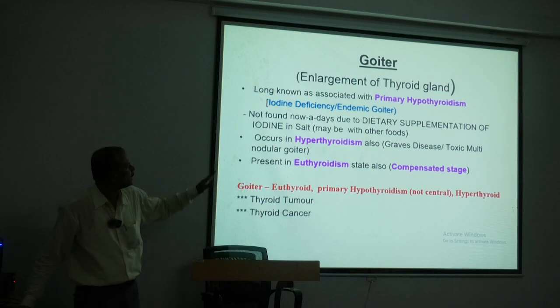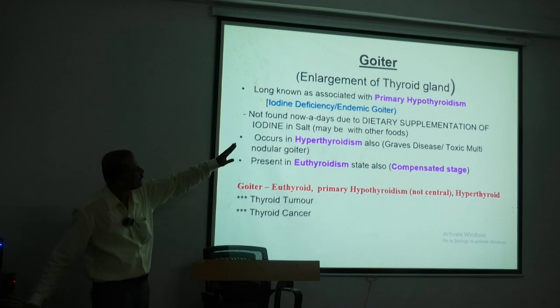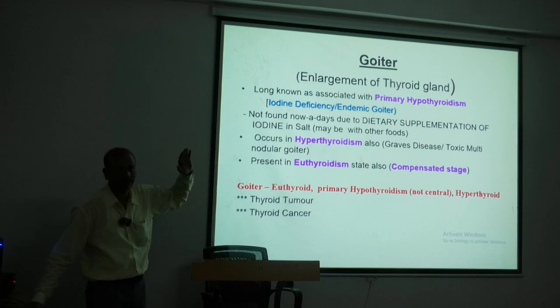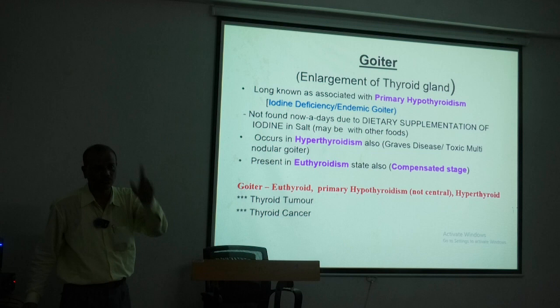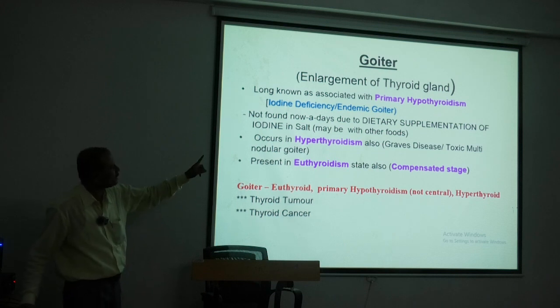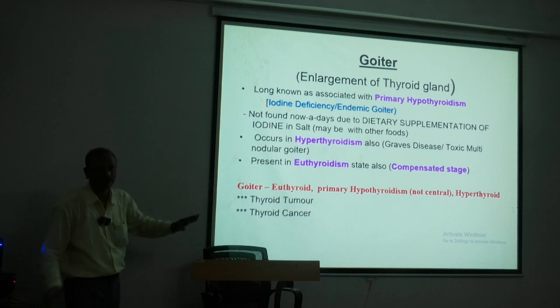So goiter, I told you, is long known with primary hypothyroidism, that is iodine deficiency, which is endemic goiter. This is not the endemic goiter we see today. This is autoimmune. I repeat, this is autoimmune, not endemic. Endemic goiter is not found nowadays because of dietary supplementation of iodine, iodized salt, maybe with other foods. Goiter occurs in hyperthyroidism also, and occurs in the euthyroid, compensated state.